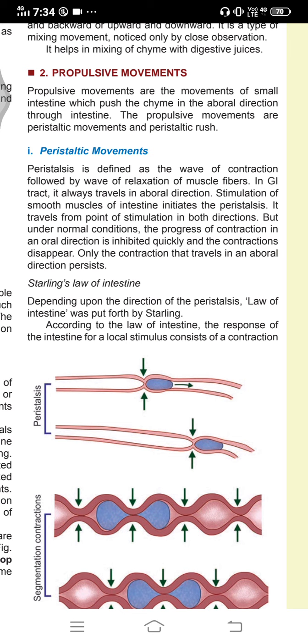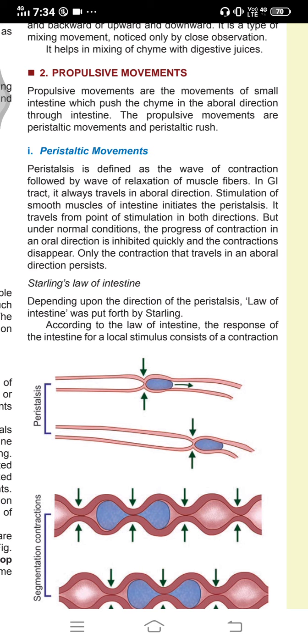Stimulation of the smooth muscles of the intestine initiates the peristalsis. It travels from a point of stimulation in both directions, but under normal condition the progress of contraction in an oral direction is inhibited quickly and the contractions disappear. Only the contractions that travel in an aboral direction persist.